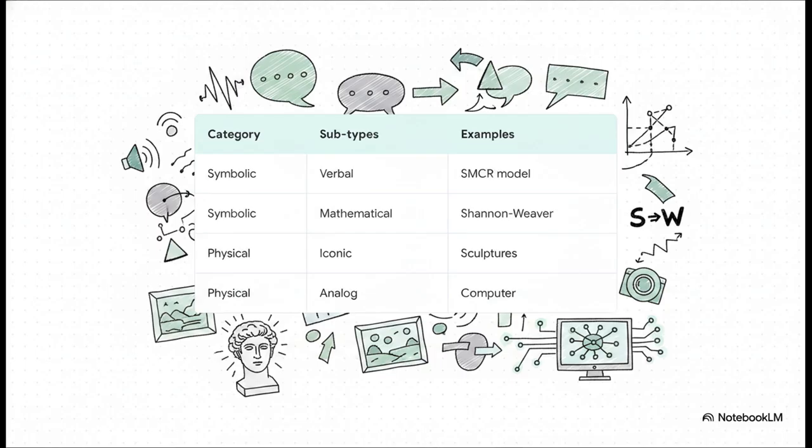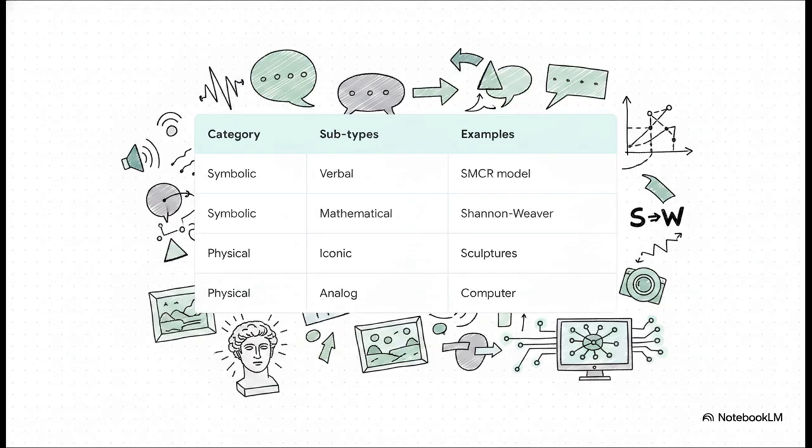First up, we have symbolic models, which break down into verbal and mathematical subtypes. Verbal models articulate theories using words. Think of Berlow's SCMR model or Lasswell's model. Mathematical models, on the other hand, like Shannon and Weaver's information theory, use graph theory and statistical concepts to quantify things like signal transmission and noise.